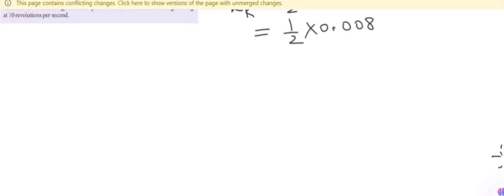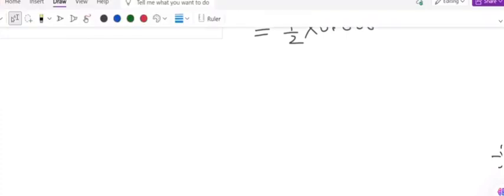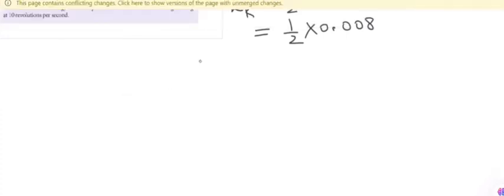A second. Showing some glitch in writing. Okay.